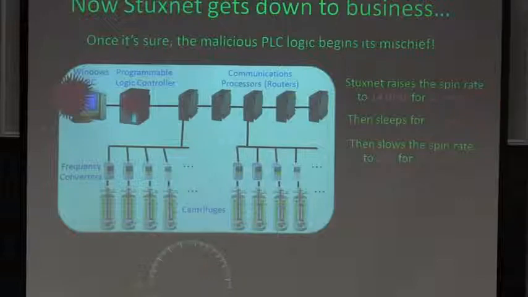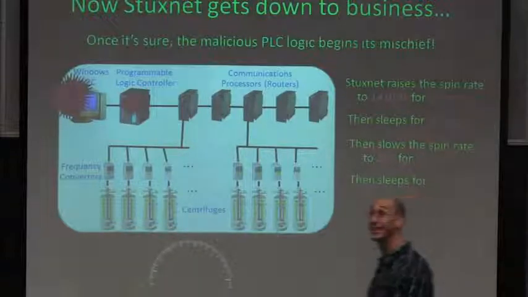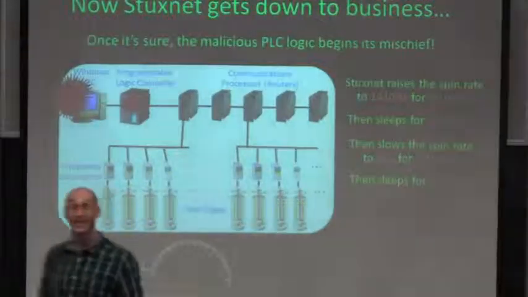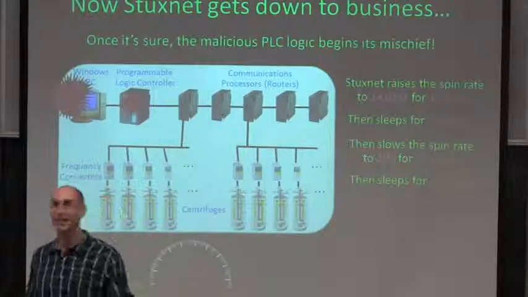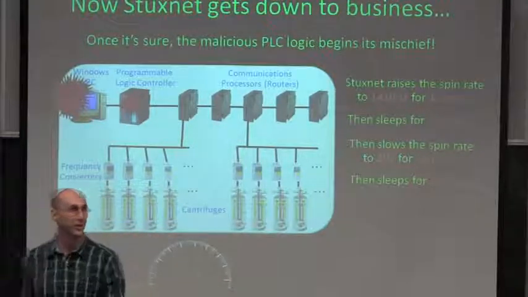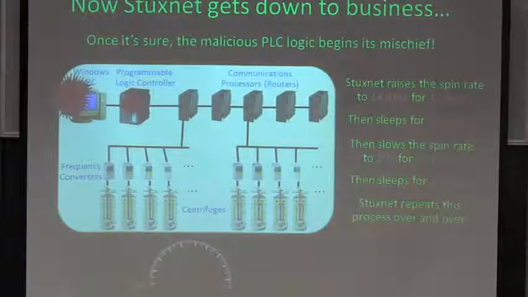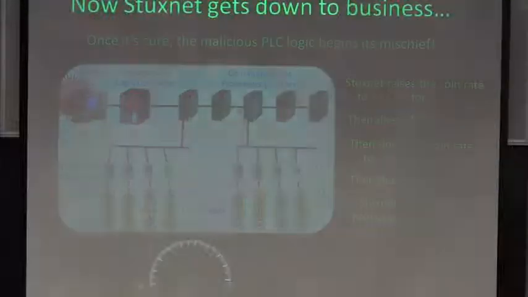And guess what? After it does that, well, Stuxnet's patient, so after it returns to normal for 27 days, then 27 days later, it speeds it up to 1,400 hertz. 27 days later, slows it down to 2 hertz, and on it goes. Okay? So Stuxnet repeats this process over and over.